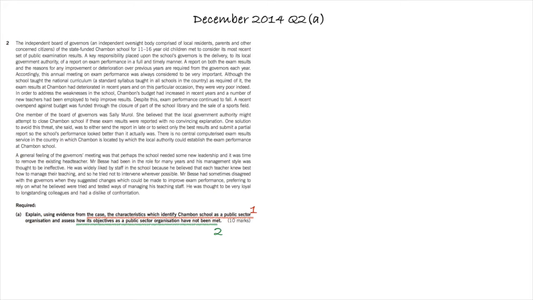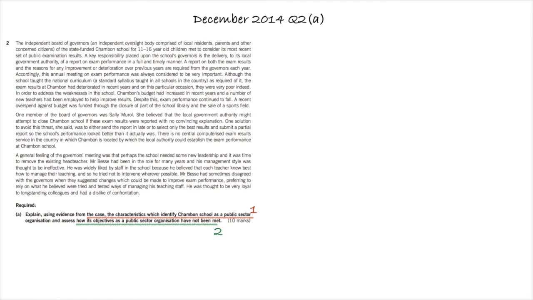Also note the verb here is explain. For explain, it's a mid-level verb, I would say. It's not up there with discuss, where we have to go into a bit more detail, but it does mean we need to explain, i.e. tell the examiner what we understand by this.